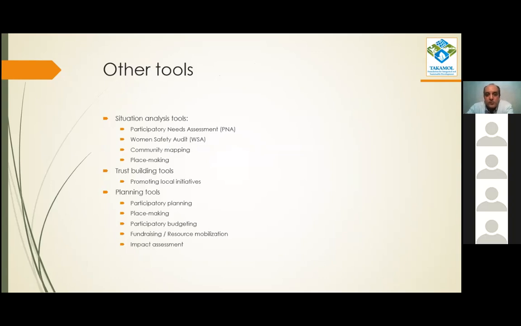We have other tools that we can use. Of course, talking about these tools can take days, not only this half an hour presentation, but I'll try to at least mention them very fast. The situation analysis tools like PNA, Participatory Needs Assessment, and Women's Safety Audit, which is related to assessing the safety of women in public spaces, community mapping and placemaking tools. And we have the trust building tools like promoting local initiatives, and we have the planning tools like participatory planning and placemaking and participatory budgeting and fundraising and resource mobilization and the impact assessment. All these are planning tools.